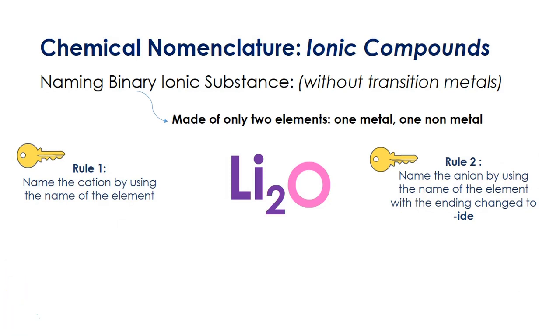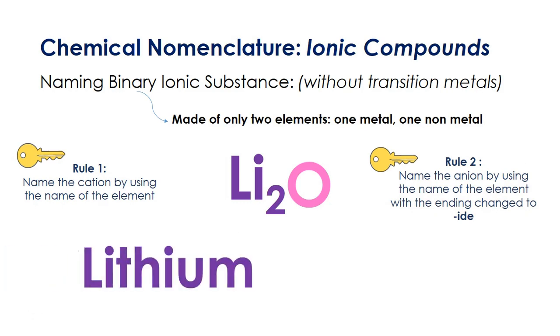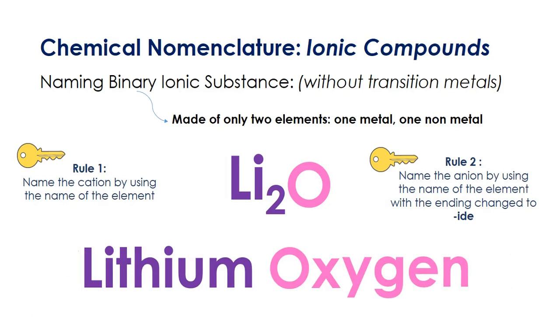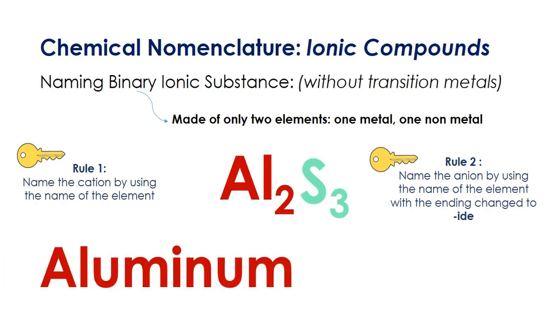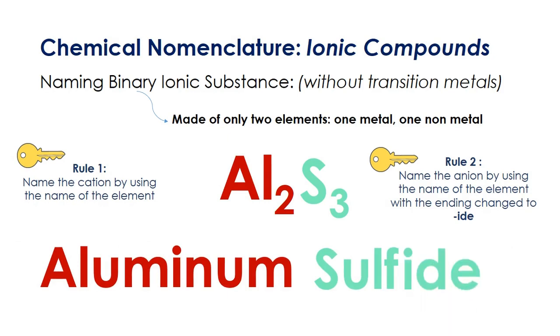So hopefully you tried this example and you used the two rules to name this ionic compound. The first cation is just lithium. The anion we know is oxygen. We want to take away the ending and replace it with "ide." So the name for this ionic compound is going to be lithium oxide. The last example, we have aluminum as the cation and sulfur as the anion. We want to remember to take away the ending and replace it with "ide." So the full name of this ionic compound is going to be aluminum sulfide.